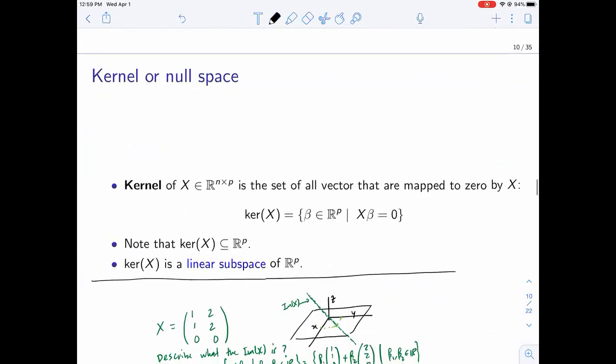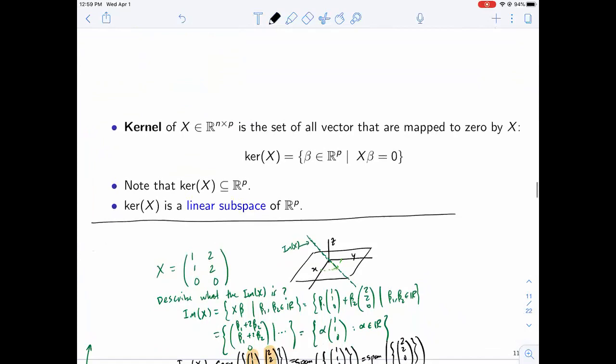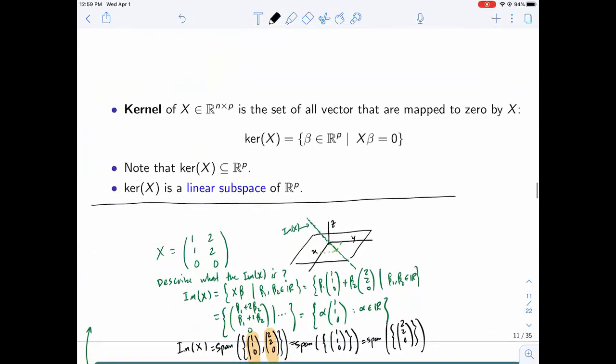Okay, so the other subspace, which is related to a matrix or derived from a matrix, is the so-called kernel of X, and the kernel is the set of all vectors that are mapped to 0 by X. Another way of saying it is that it's the set of all betas in R^p such that X beta is 0.